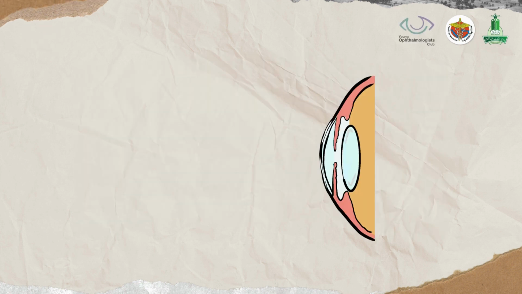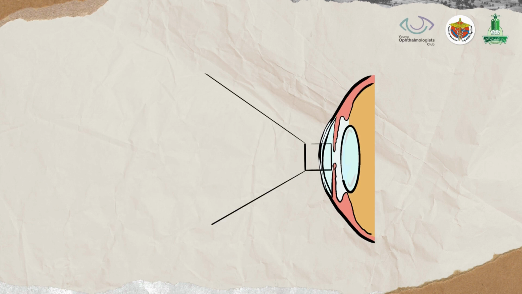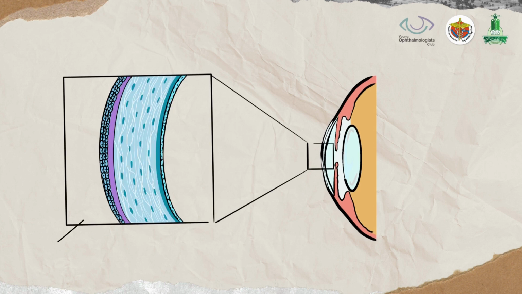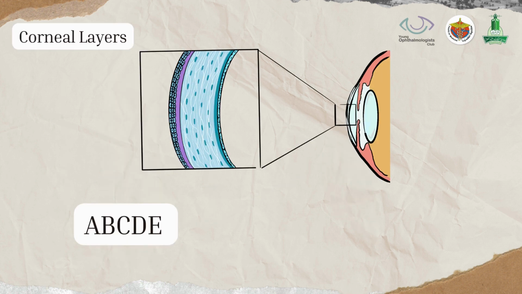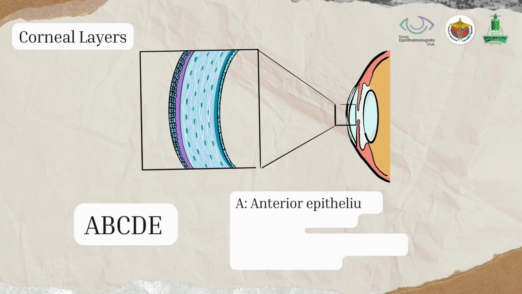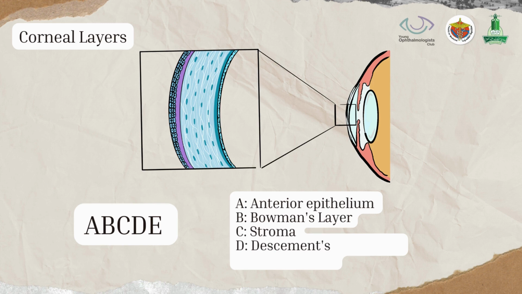The cornea is made up of 5 cellular and acellular components. The layers include epithelium, Bowman's layer, stroma, Descemet's membrane, and endothelium. Here's an easy mnemonic to remember the corneal layers: A, B, C, D, E. A for anterior epithelium, B for Bowman's layer, C for stroma, D for Descemet's membrane, and E for endothelium.